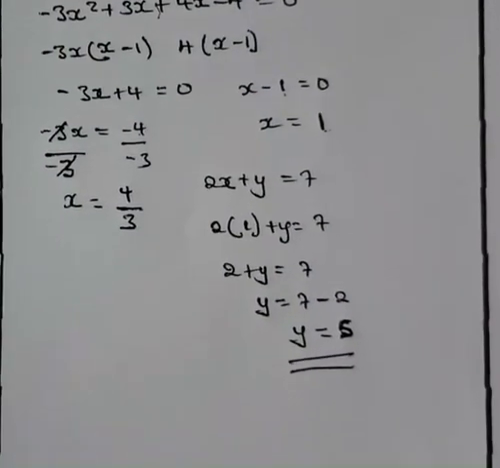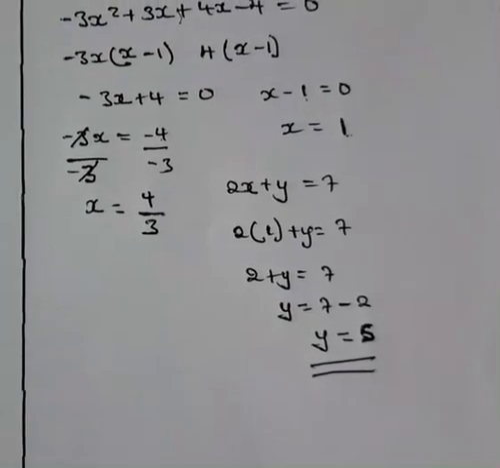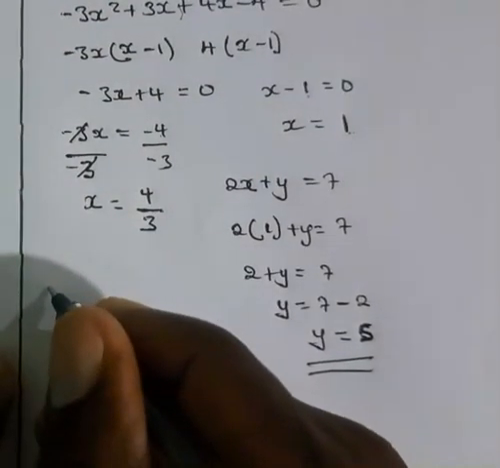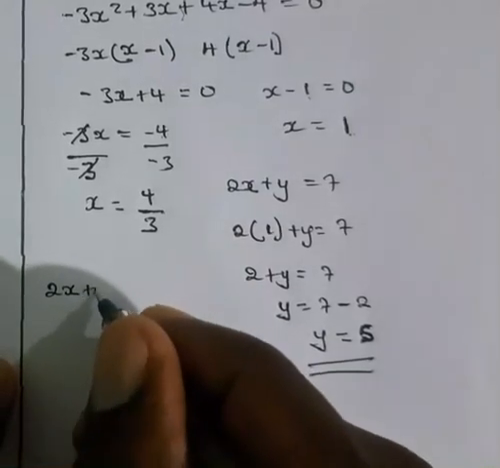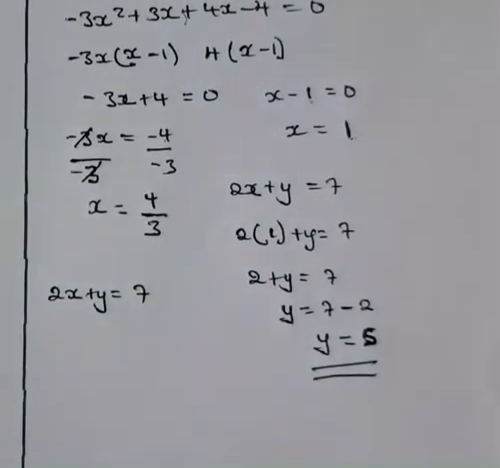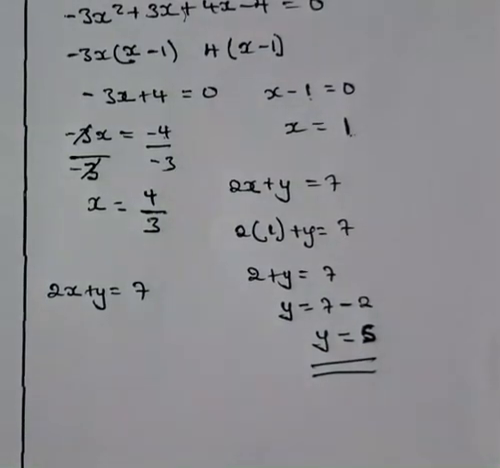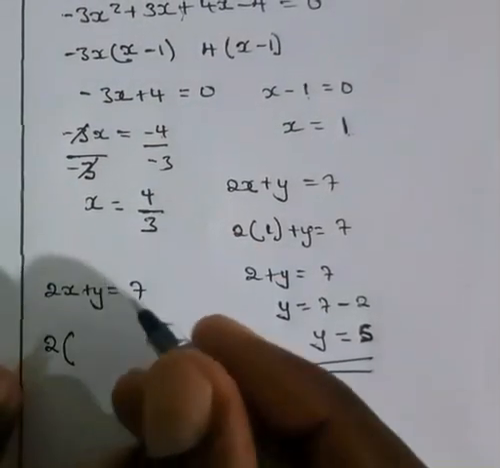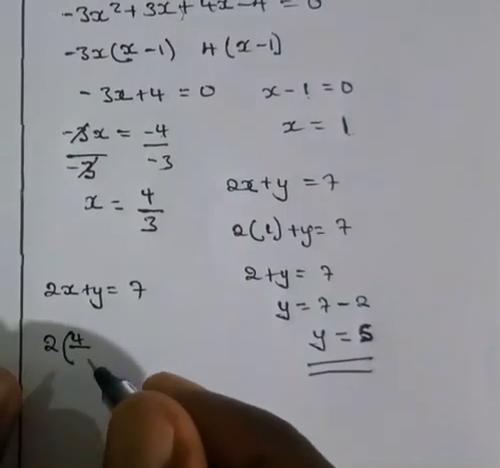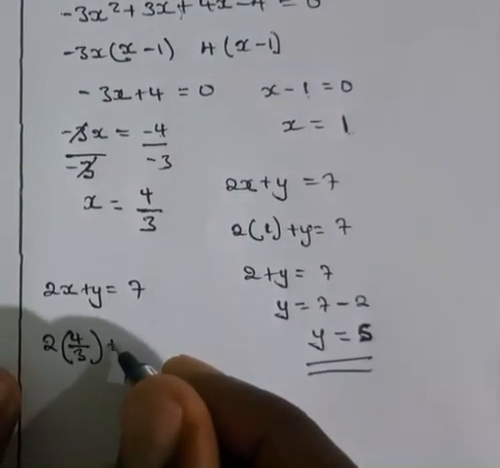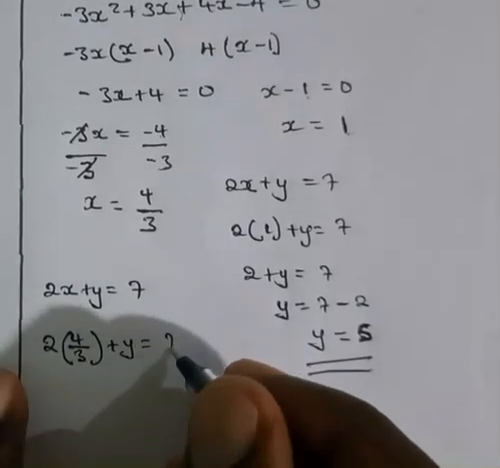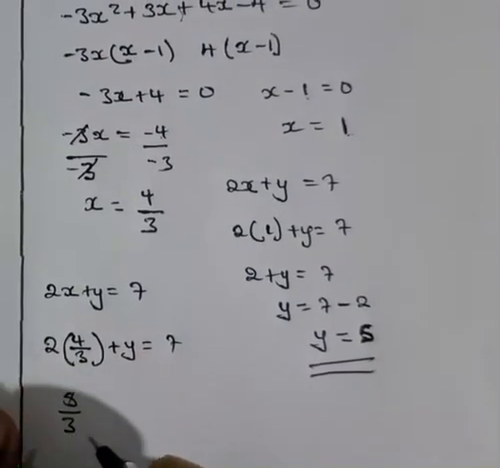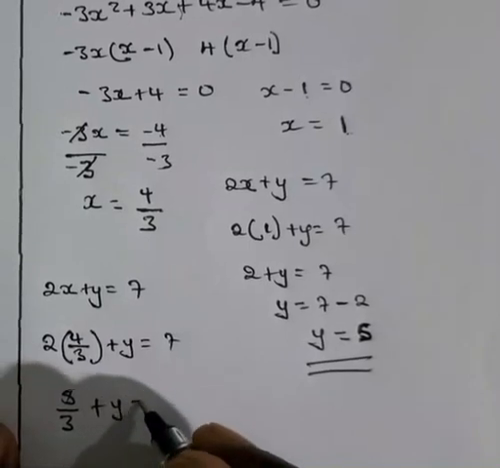How about when x is 4 over 3? So again, let us use the same equation again. We're going to have 2x plus y is equal to 7. We'll just use the same equation because this one is not complicated. So we have 2, where there's x, we're going to put 4 over 3, plus y is equal to 7. So this one will give us 8 over 3 plus y is equal to 7.